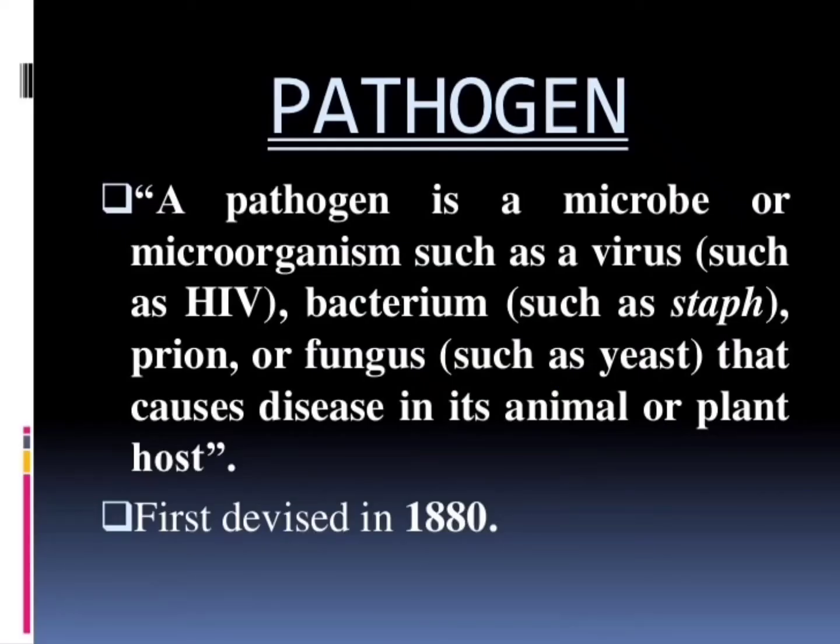So, what are pathogens? A pathogen is a microbe or microorganism such as a virus, bacterium, fungi, etc. that causes diseases in its animal or plant host. Prion is a kind of virus, and you can see examples of pathogens like Plasmodium causes malaria, Vibrio cholerae causes cholera, poliovirus causes polio, influenza virus causes influenza, coronavirus causes COVID disease, etc.